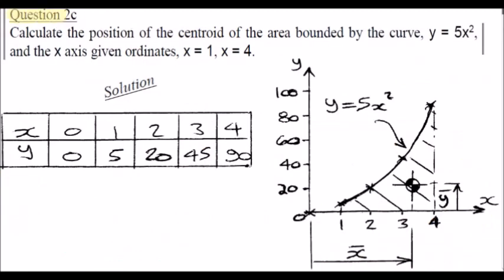Question 2c, commencement of the solution. Just plotted out the curve here. This is y is equal to 5x squared between the limits of x equal to 1 and x equal to 4. So we have to calculate the x bar and the y bar locations to the centroid of the section under the curve y is equal to 5x squared.